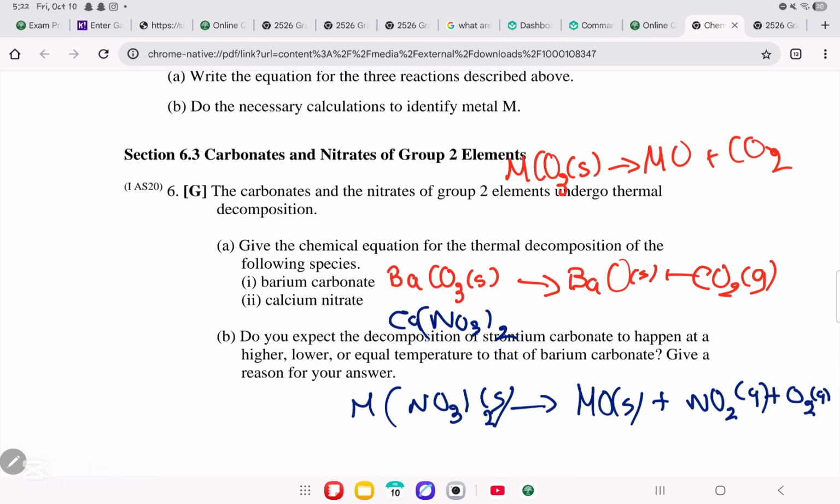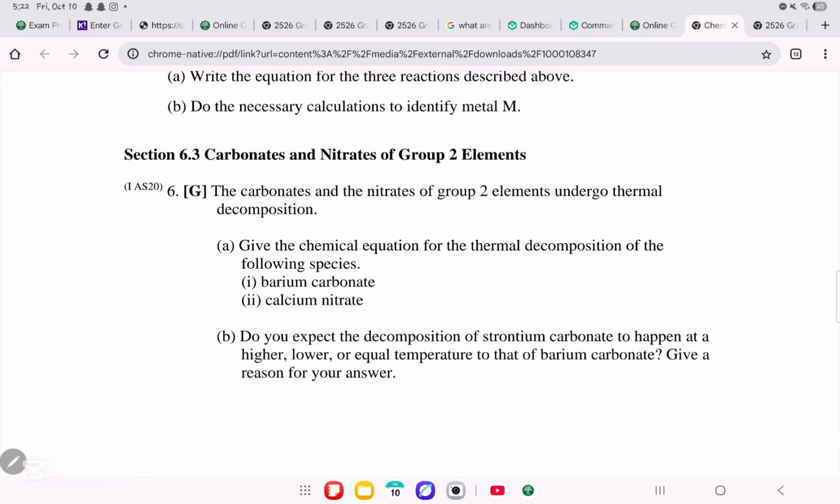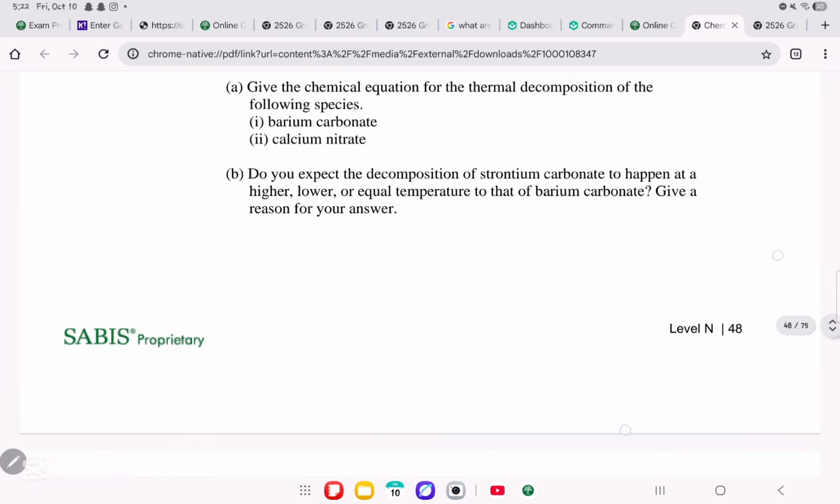Very simply by putting a 2 over here, a 2 over here, and a 4 over here. That means if we were to do the decomposition of calcium nitrate, it would be 2 calcium nitrate decomposes into 2 calcium oxide solid, in addition to 4 nitrogen dioxide gas, in addition to O2 gas. My bad, O2 gas. Okay, so that is it for question number 6, part A. Let's move on to part B.